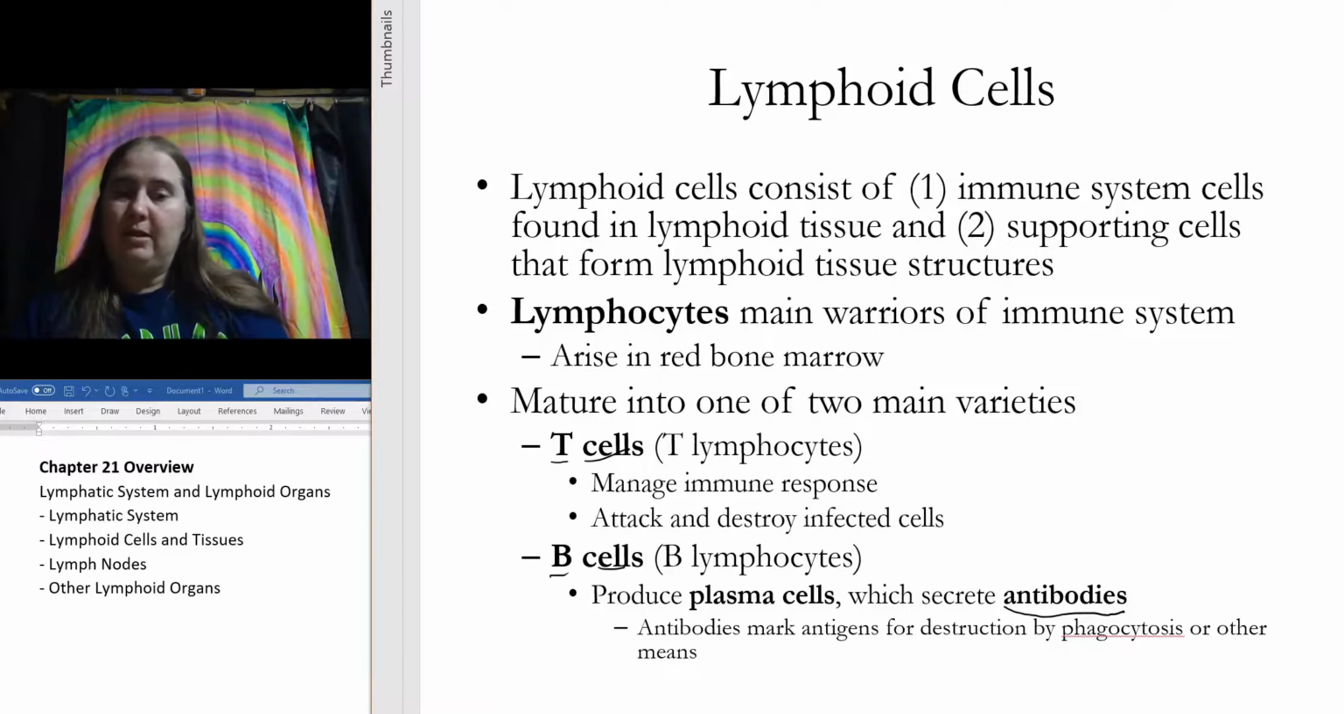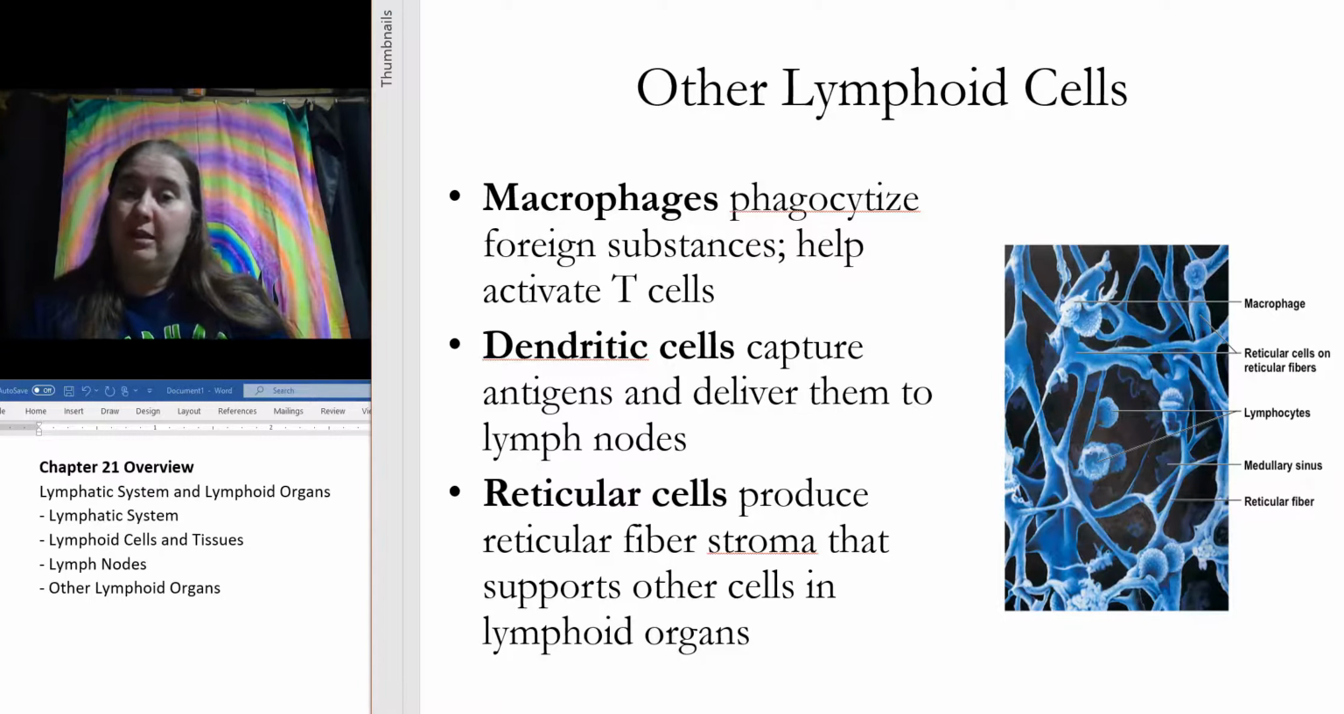Other lymphoid cells that we'll find within the lymphatic organs are our macrophages. Remember, our macrophages are essentially monocytes that have left circulation and entered into the tissue area. These will also help activate our T cells. Again, we'll talk about that next week in chapter 21.